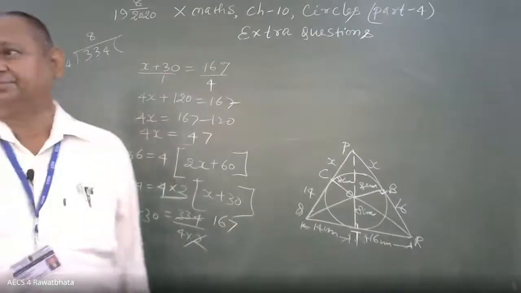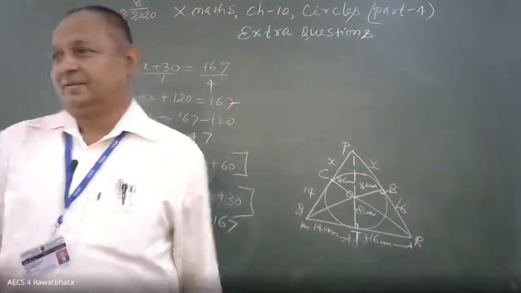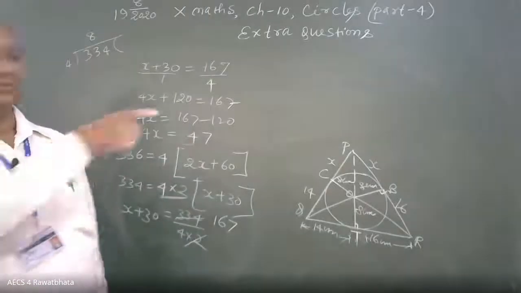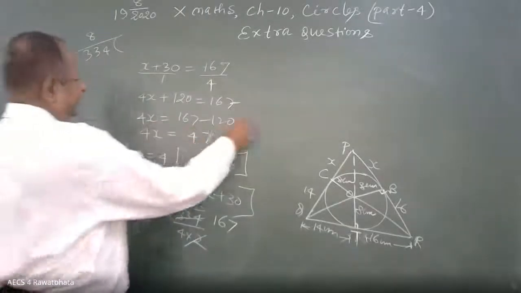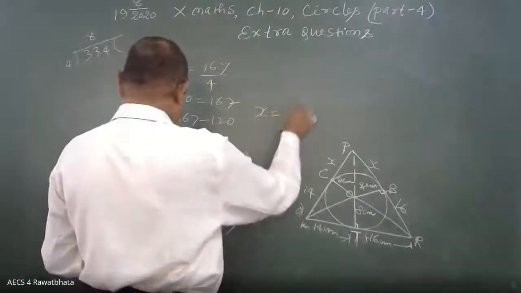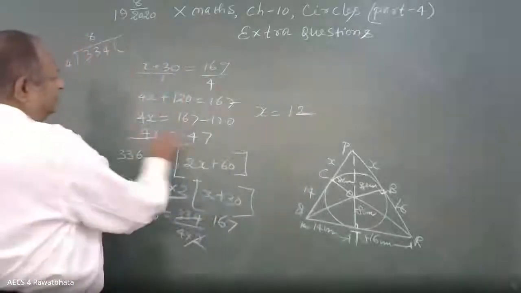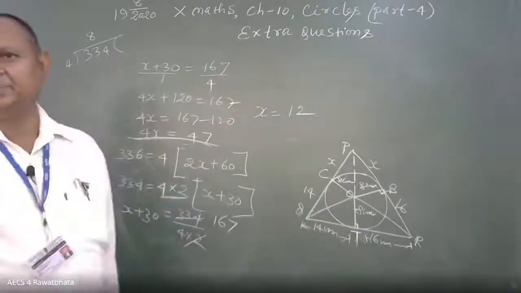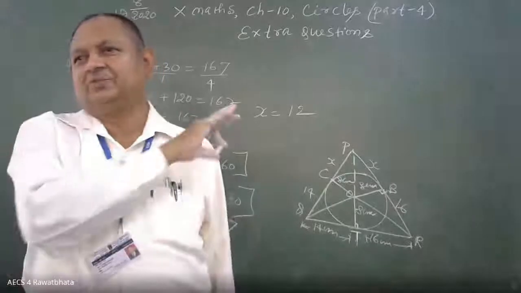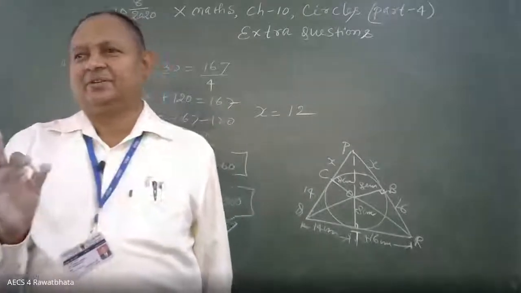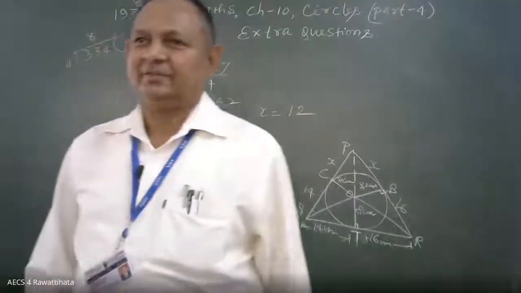Something is wrong. So you first check the value of x. x should be equal to 12. So we have committed a slight mistake somewhere. So first you check it. This is for your homework. Thank you and have a nice day.